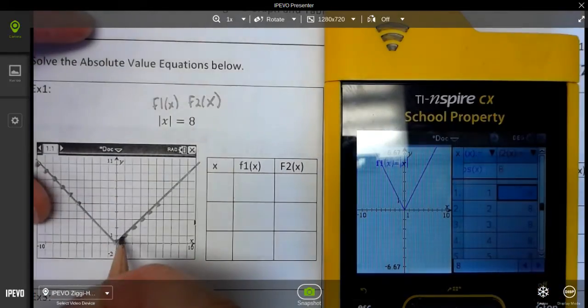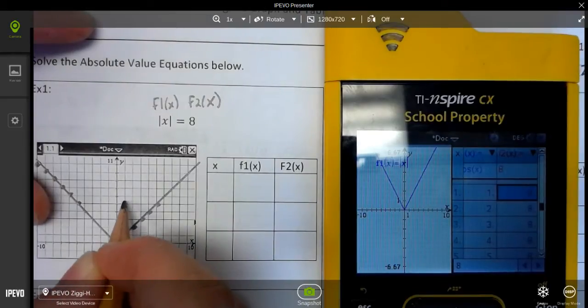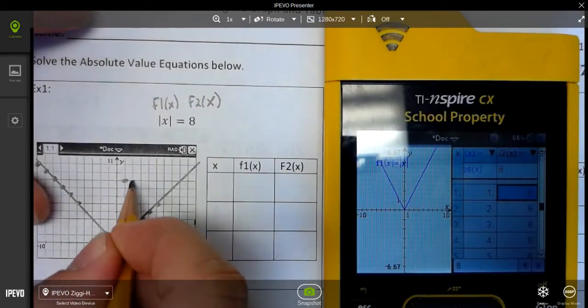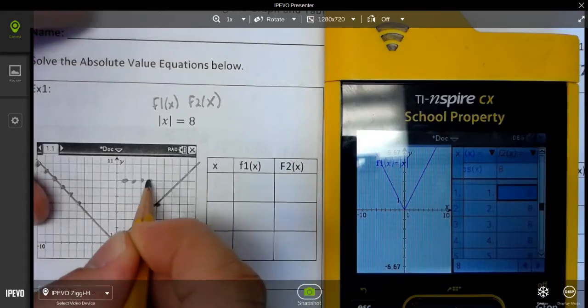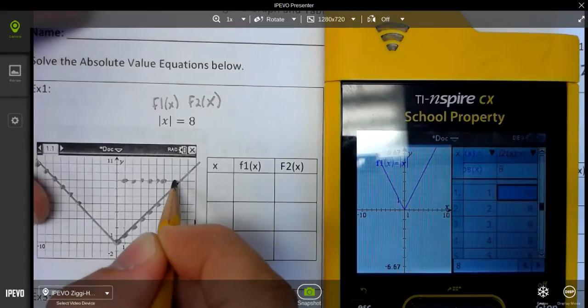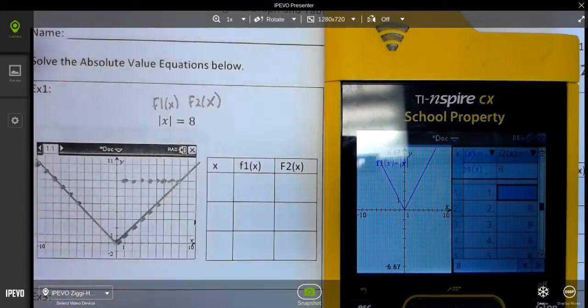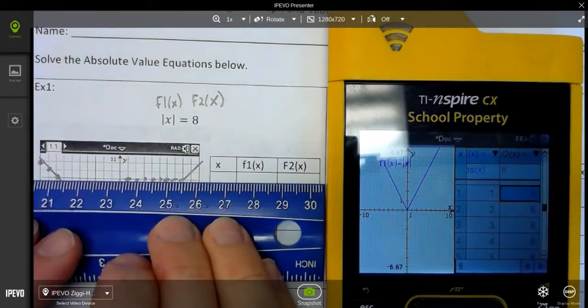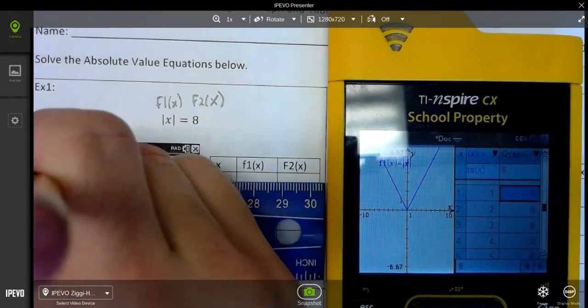X is 1, 2, 3, 4, 5, 6, 7, 8. So when x is 1, y is 8. When x is 2, y is 8. When x is 3, y is 8, and so on, up to when x is 8, y is 8. So you can see that the right side is a horizontal line at 8.